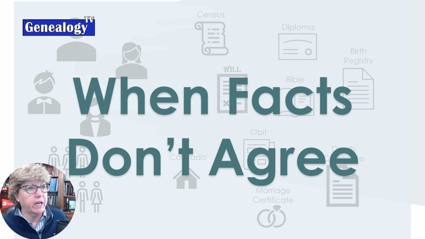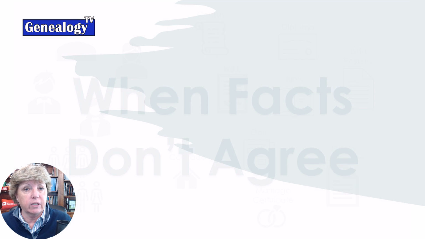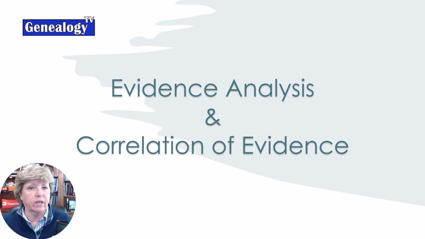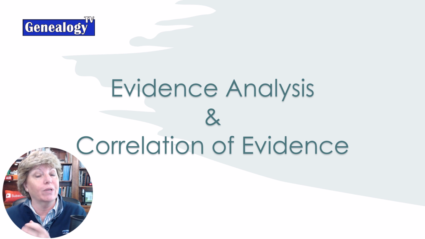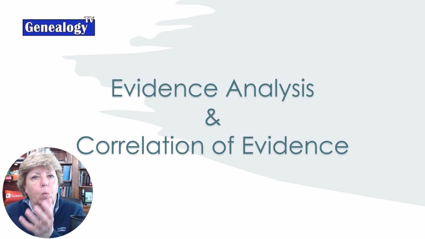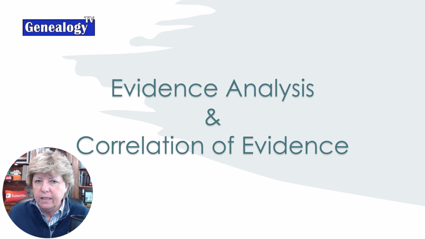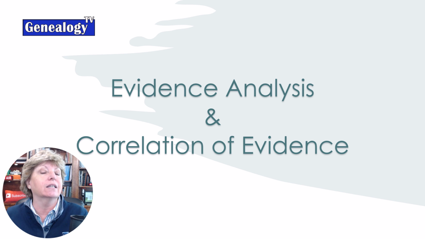Okay, so you have a bunch of people and documents and things are just not lining up. They just don't agree. So what do you do? Well, the two things that you need to do are called evidence analysis and correlation of evidence. So let's talk about those for a moment. Evidence analysis is when you take each individual document, or piece of evidence within a document, and you analyze it for how accurate it is. You kind of weigh it. Is it likely that this is factual, or is it likely that there could be an error in this? And we'll talk more about that in a moment.